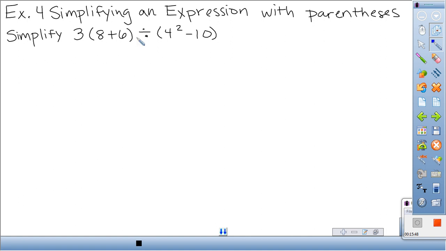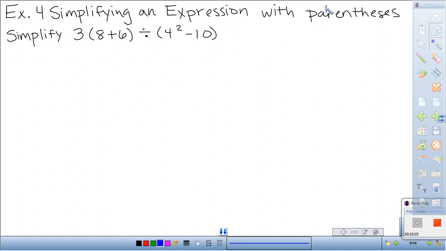And we have example 4, simplifying an expression with parentheses. Simplify 3 times the quantity 8 plus 6 divided by the quantity 4 squared minus 10. Where do we start? Well, PEMDAS, let's bring back our old friend PEMDAS. We're going to start with our parentheses, and this time we actually do have some parentheses. Does it matter which parentheses we start with?